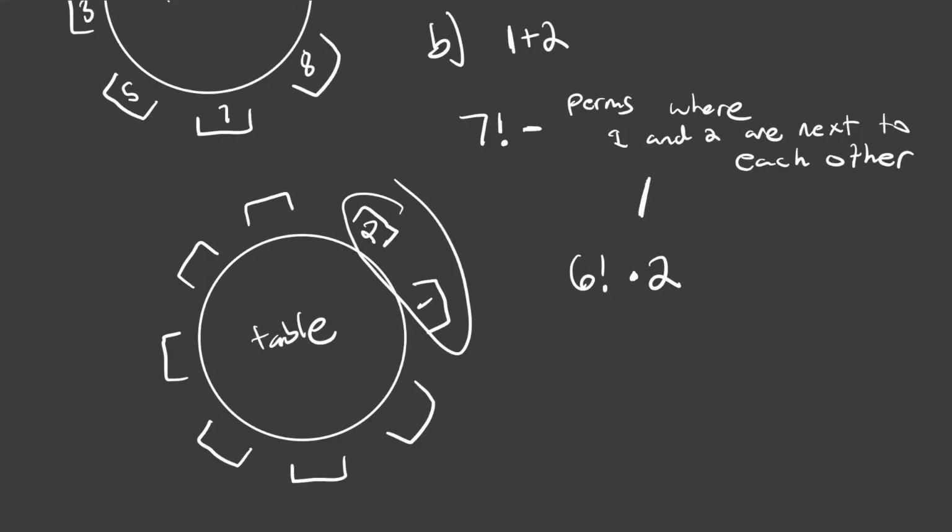So these are the permutations where 1 and 2 are next to each other. So let's take 7 factorial and subtract off 6 factorial times 2 to get our final answer. And this is going to give us the number of permutations where 1 and 2 are not next to each other. And it's going to end up being 3,600 once you work this all out.